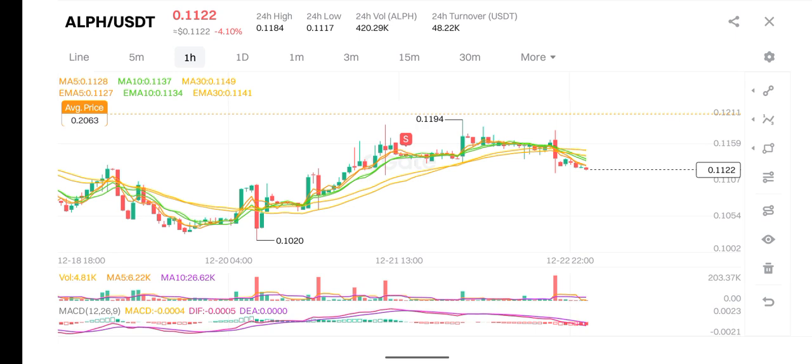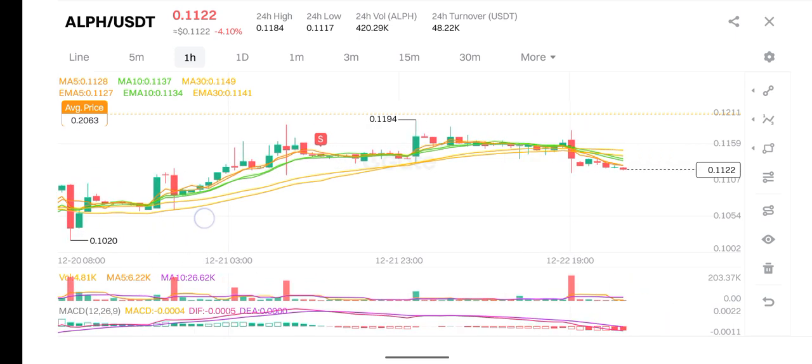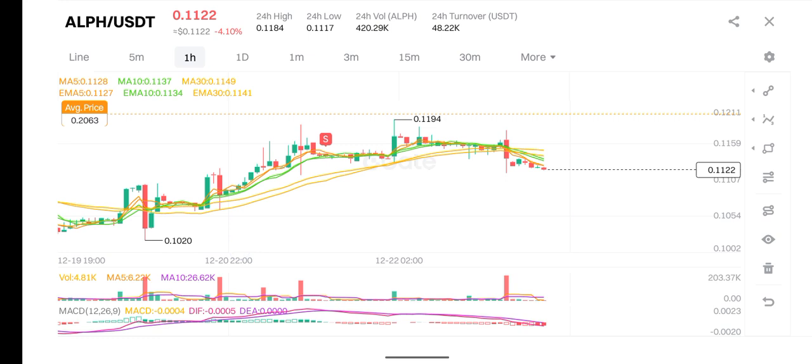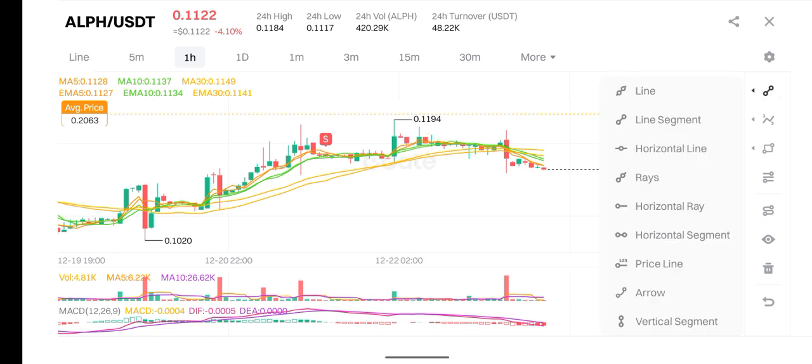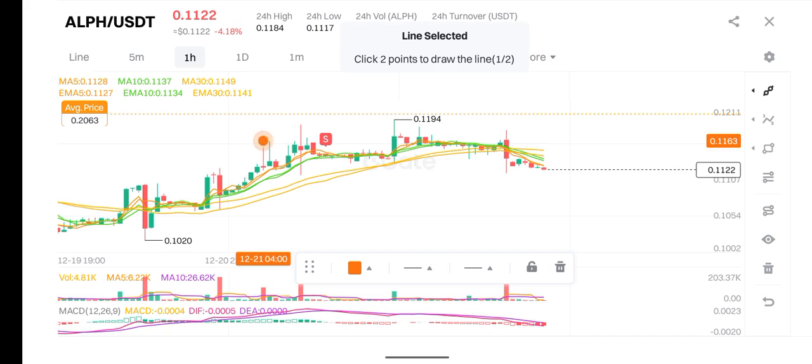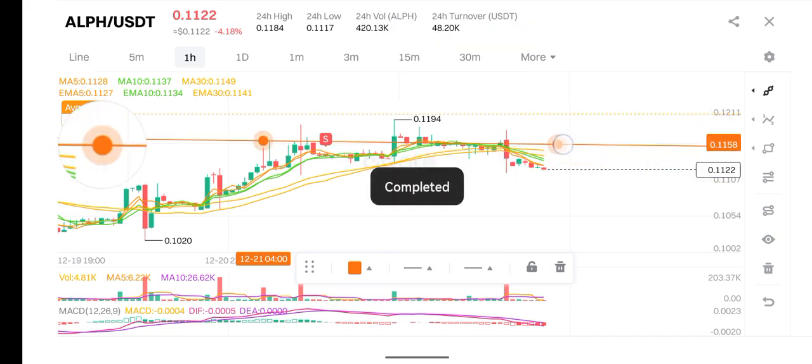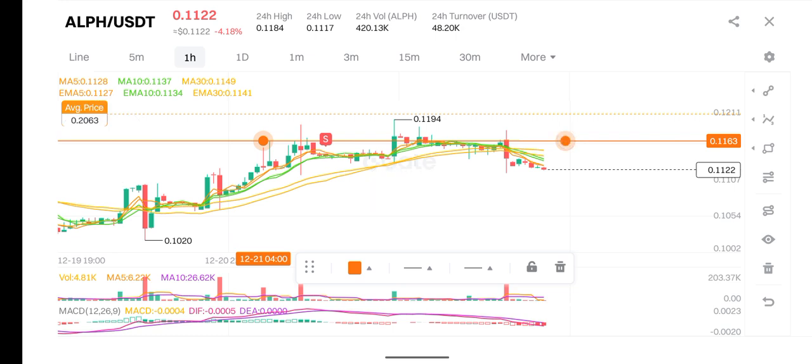This is a 1 hour time frame, and each candle here represents 1 hour. So within the last 24 hours, we have an idea of what has happened in the market. Let me blow it out. We had an upward trend from 0.1020 to this particular point, and we have a resistance that has been built. Let me draw the line here. We have a resistance built around this point. That's the resistance at 0.1163.